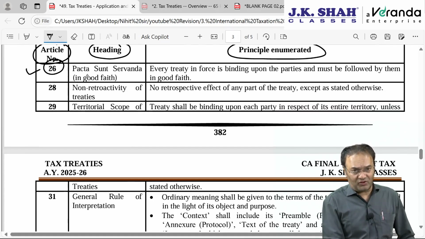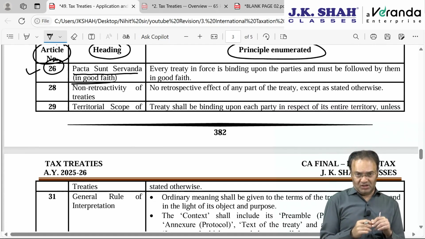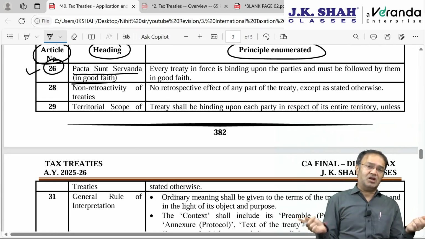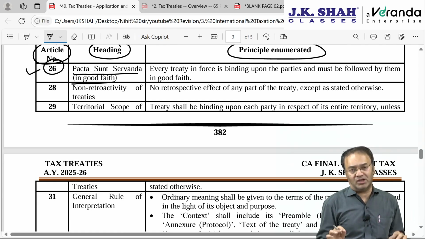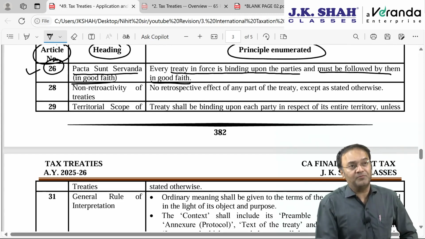Article 26 is the first article covered here. Pacta sunt servanda means in good faith. Treaty is in good faith. Both the countries should trust each other and should comply with the treaty obligations in good faith. Treaty is binding upon both the parties and must be followed by them in good faith.